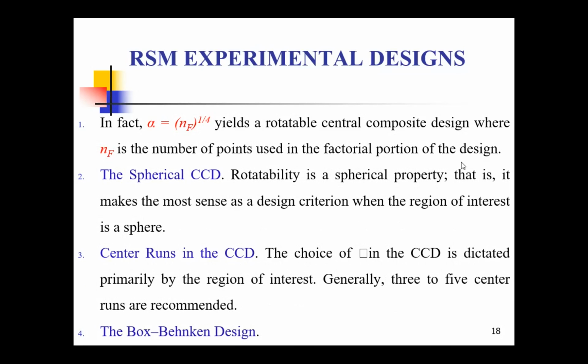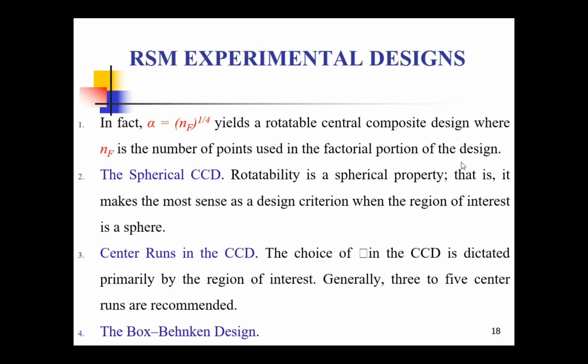Coming on to the spherical CCD. Rotatability is normally a spherical property, because spherical means we are going to search towards the total design space. But in the case of center runs, the choice of alpha becomes particularly important, because I can take any values for alpha, and depending upon that, I am going to design the central composite design.